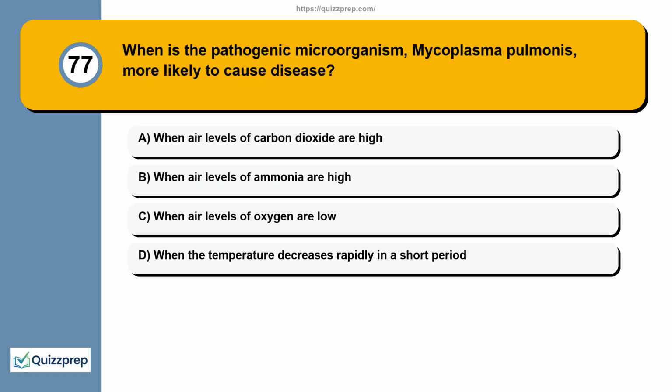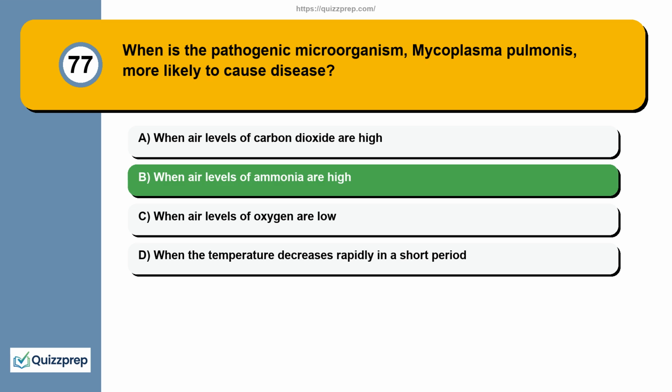Option A, when air levels of carbon dioxide are high. Option B, when air levels of ammonia are high. Option C, when air levels of oxygen are low. Option D, when the temperature decreases rapidly in a short period. The correct answer is option B, when air levels of ammonia are high.